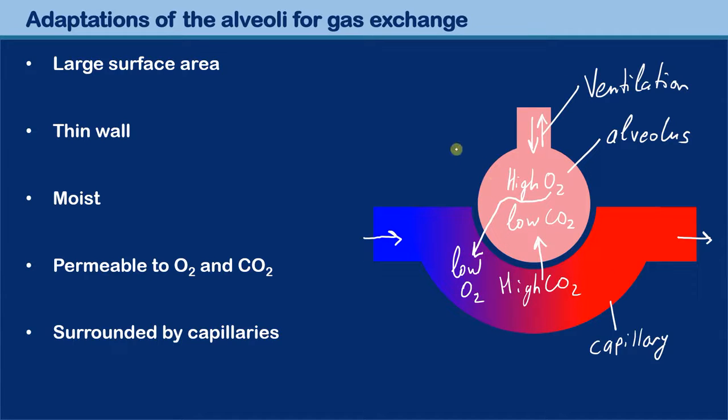Now, let's have a more detailed look at the characteristics that make alveoli good for gas exchange. First of all, there is a large surface area, and the reason is there are many of them. Many small alveoli result in a large surface area. Large SA stands for surface area in this case.